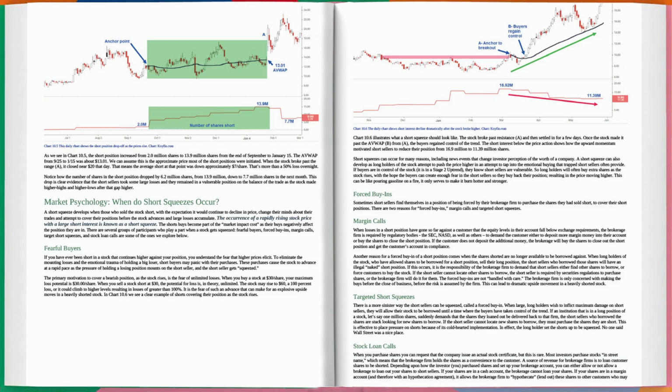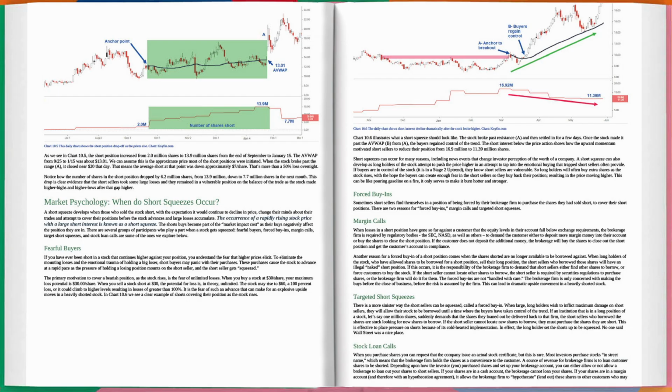Chart 10.6 illustrates what a short squeeze should look like. The stock broke past resistance A and then settled in for a few days. Once the stock made it past the AVWAP B from A, the buyers regained control of the trend. The short interest below the price action shows how the upward momentum motivated short sellers to reduce their position from 16.9 million to 11.39 million shares.